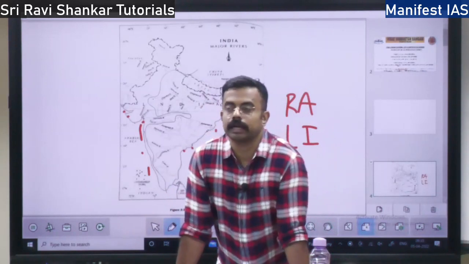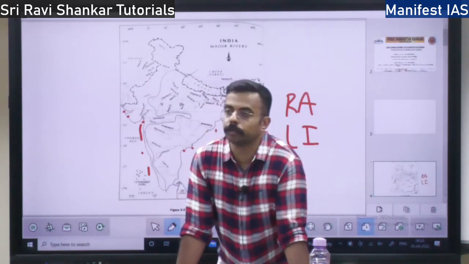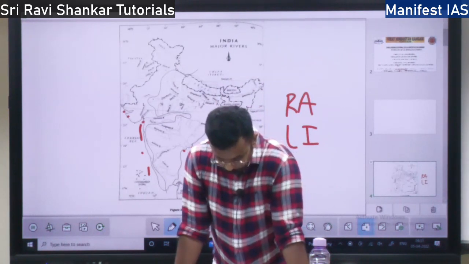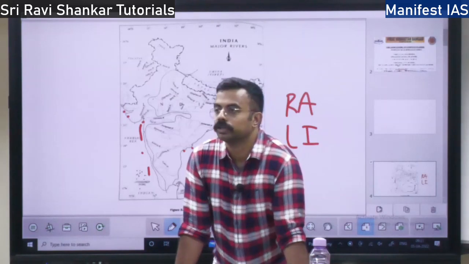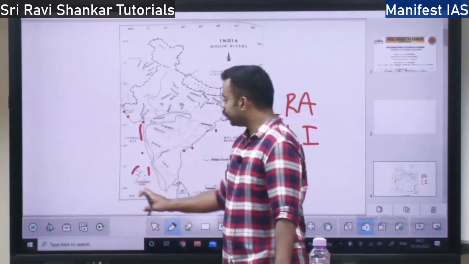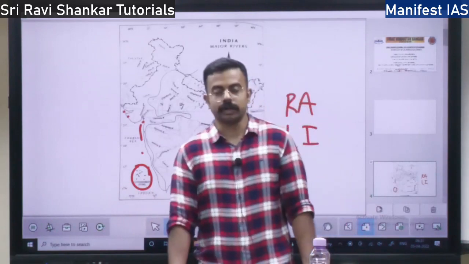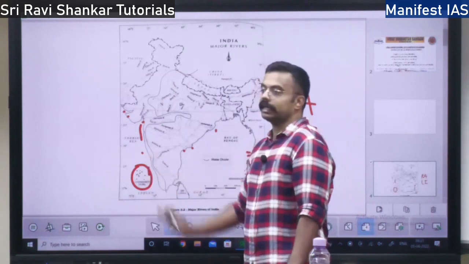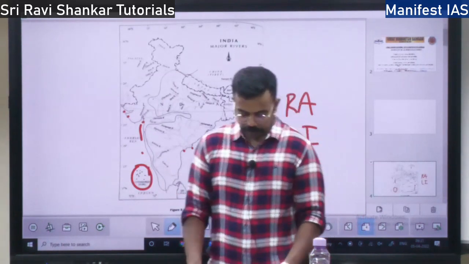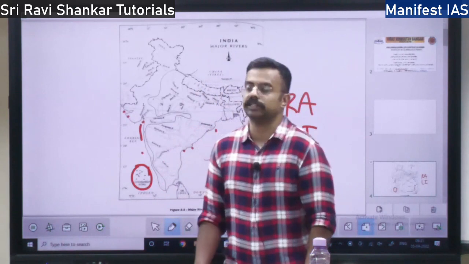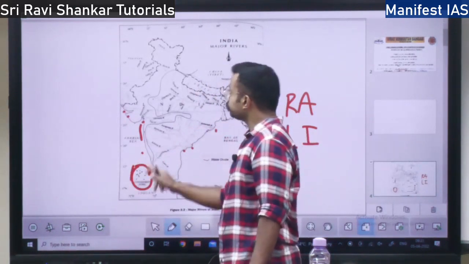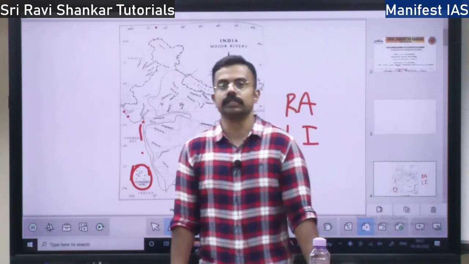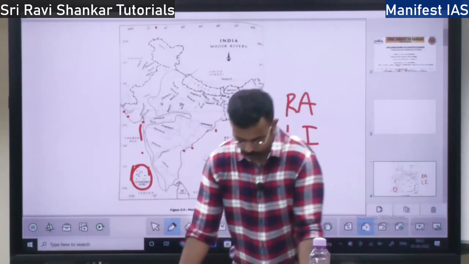Next, the next group of islands you find is the Lakshadweep group of islands. It is called Amindivi, Minicoy and Lakshadweep. These are the groups of islands. So what is the longitude and latitude? The latitude is from 8 degree to 12 degree north, and the longitude is 71 degree east to 74 degree east, the longitudinal extent of the Lakshadweep group of islands.